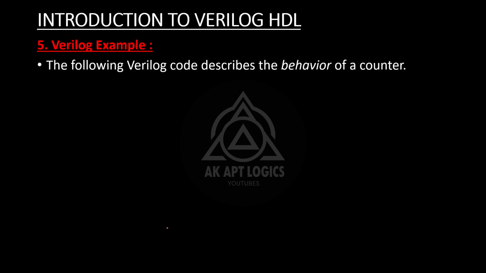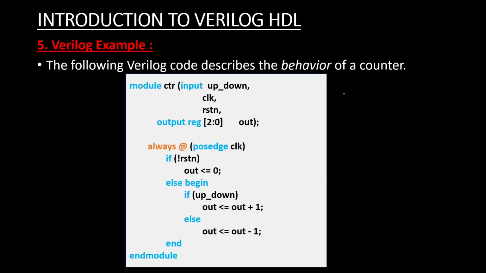Let us see an example for the Verilog. The Verilog code describes the behavior of a counter. See, this is the counter in which we will write the code between module and endmodule. Between module and endmodule, we discuss our code. CTR is a module name. We have to give some module name.